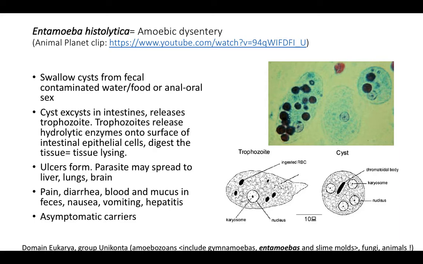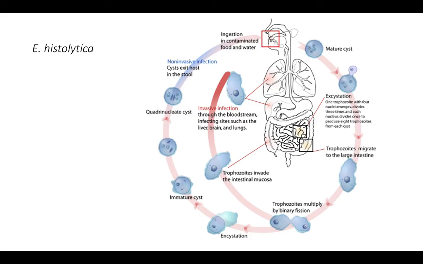And the Entamoeba can be invasive. They can invade, for example, and end up in the liver, causing liver abscesses. And we can have asymptomatic carriers. The infectious form, again, is the cyst, right? So this is the form that we swallow in fecal-contaminated food or water. Just the life cycle.